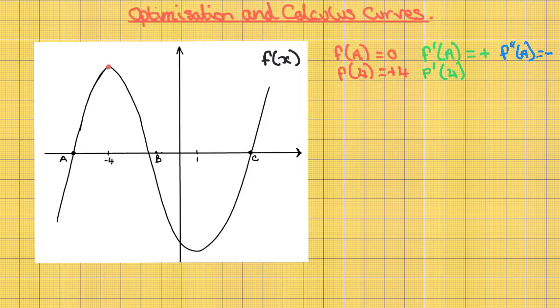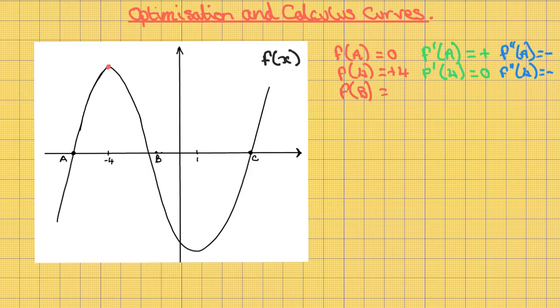If you look at f dash of -4, well, if you draw your tangent line, the tangent line there is clearly horizontal, so it has a value of 0. Again, at f double dash of -4, it is still part of a negative concavity, so f double dash of -4 will be negative. Now let's move along to our third point, f of b.